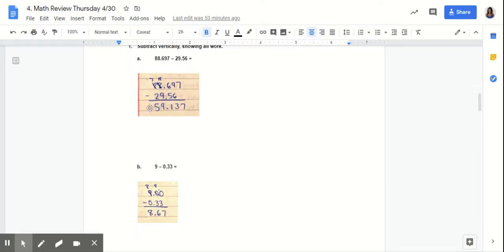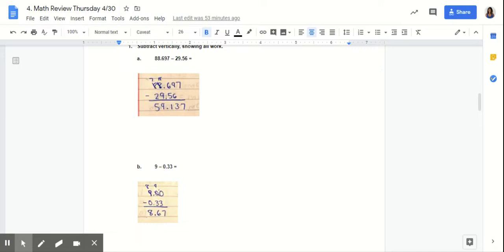Okay. So that's what I did for part A. I made sure to line up my numbers and I made sure to line up my decimal points. As you can see, I have this open space right here because technically I don't have a number in the thousandths place for my second number. So you can just look at that as a 0. And then I'm going to subtract down. And this is my work. So you can pause the video and check your work for part A.